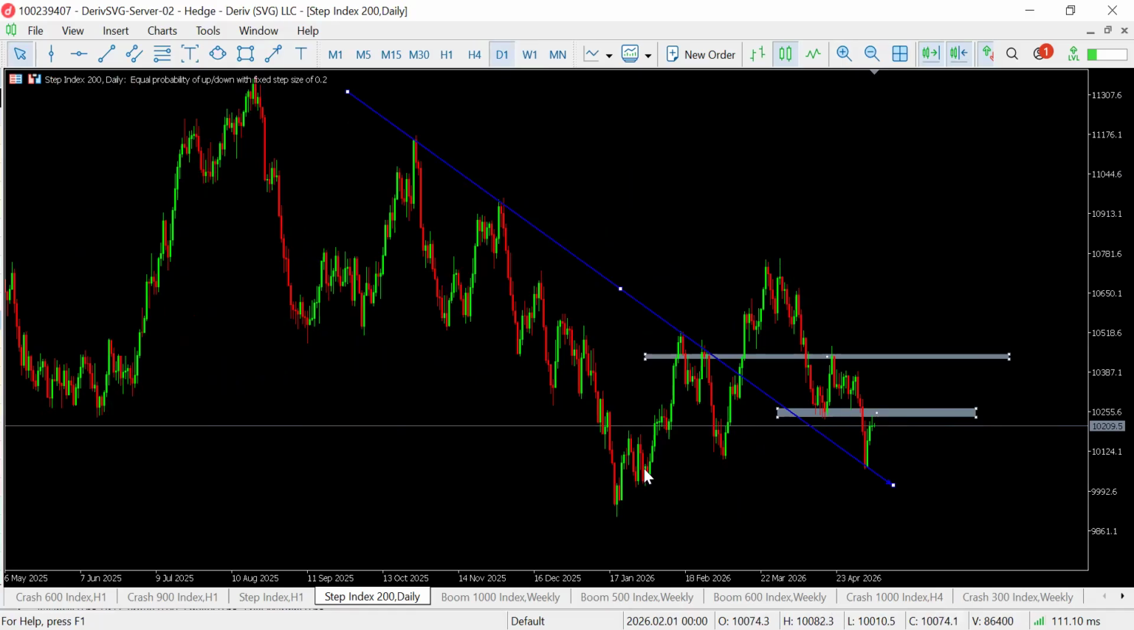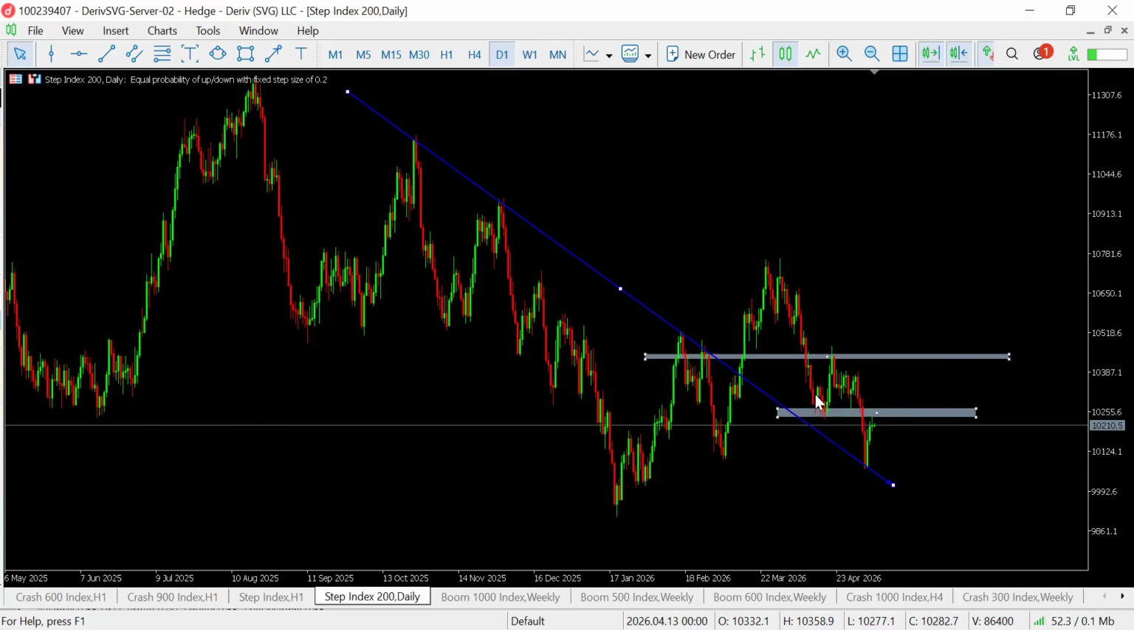It got to this level, gave us a lower high. Instead of giving a lower low, it gave us a higher low and pushed upwards to give us a new high. So this was the high I was referring to on the weekly time frame. So it gave us a new high, a higher low.